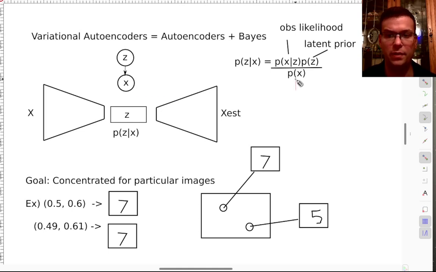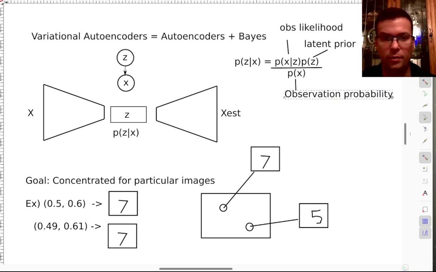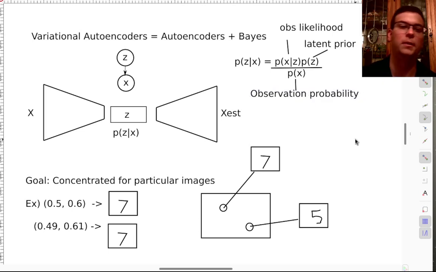In the absence of anything else, I want your latent space to concentrate in this way, along this probability distribution. And then finally, this is the observation probability. Independently of what the latent vector is, or factoring out the latent vector, this is how likely it is that I would actually see this digit if I were truly modeling a digit. That would be helpful. Being able to model the observation probability will be helpful when we see how well our x estimate is actually matching the distribution of the input.